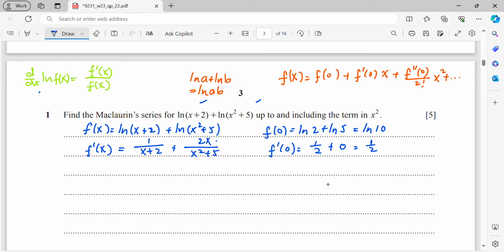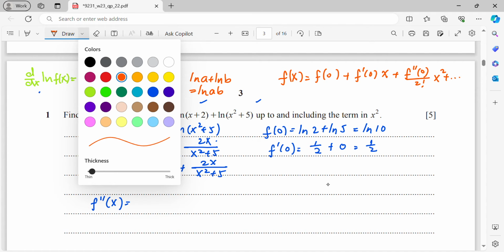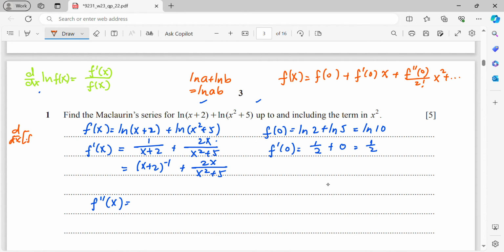Before I proceed to the next differentiation, I will move up the denominator for the first term. It will be (x plus 2) to the power of minus 1, plus 2x over (x squared plus 5). Now, for my second derivative, I'm going to use another formula: differentiating f(x) to the power n gives n times f(x) to the power n minus 1 times f prime(x). So you bring down the minus 1, rewrite the whole bracket with the power becoming minus 2, and differentiate x plus 2, which is 1.